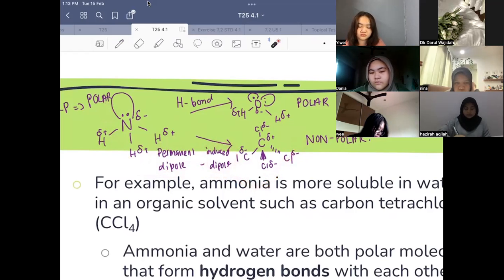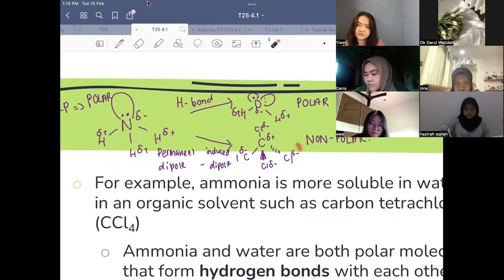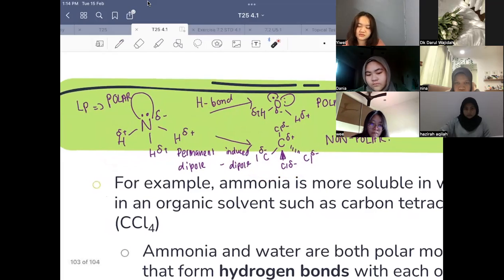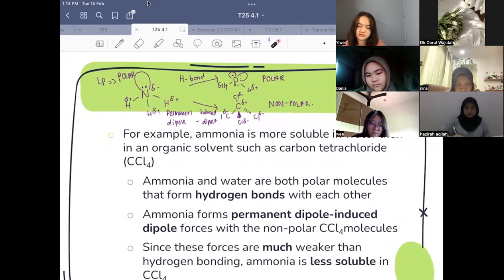We already know that for intermolecular forces, hydrogen bond is the strongest. Therefore, ammonia is most soluble in water. Or if we're talking about relative, it is more soluble in water than it is in CCl4. That is how you determine or explain your KPC values, okay?